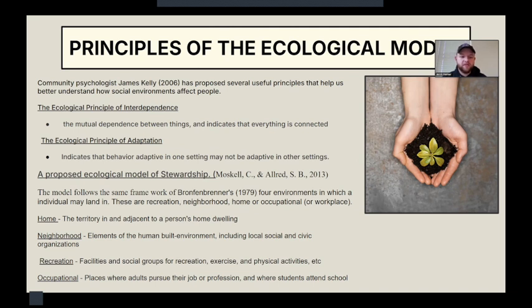Neighborhood is an element of the human-built environment. This includes local and civic organizations. Think of your local park, coffee store, that kind of thing. Recreation: facilities and social groups for recreation, exercise, and physical activities. Then occupation, where you work, where kids go to school, that kind of thing.